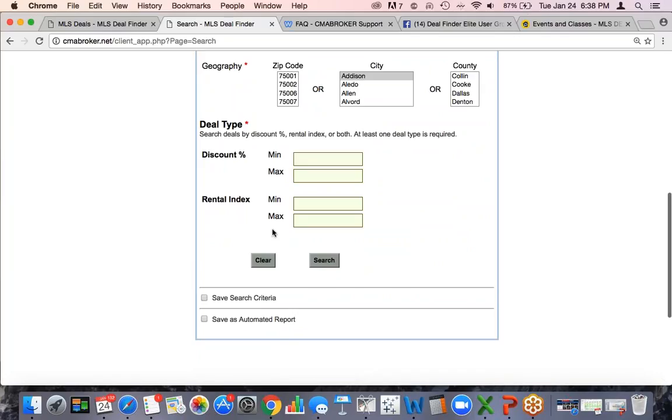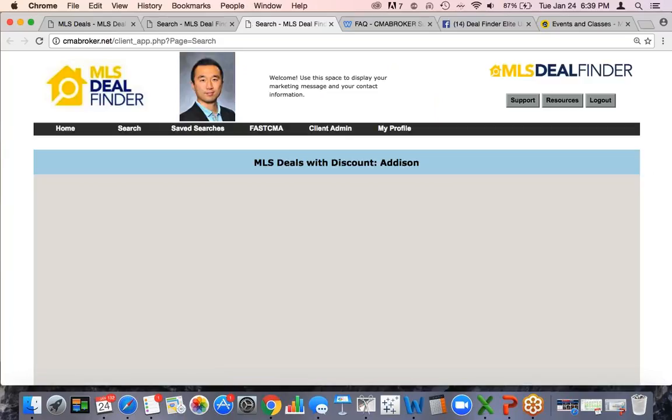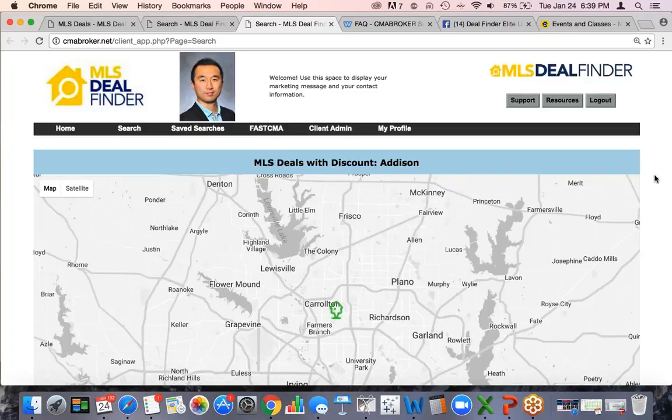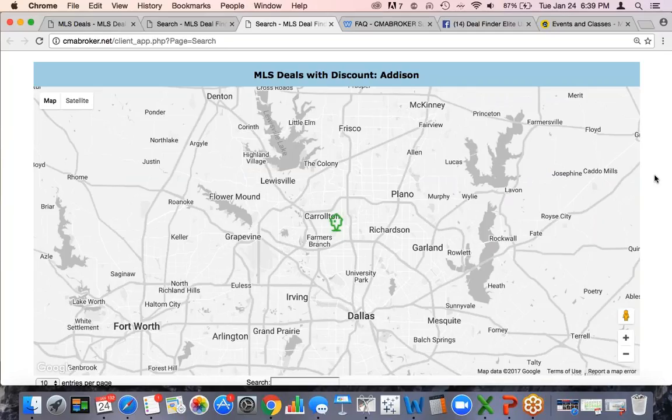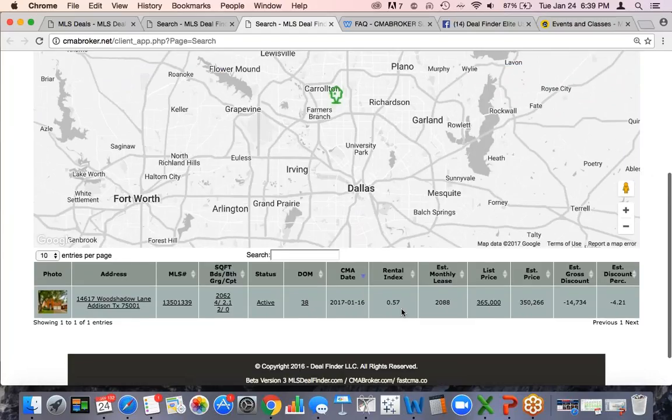And here I'm trying to see what kind of rental index range I'm looking at. Knowing Addison, I'm not very hopeful, so I'm going to try 0.5 to, well, I want to see how high I can go, so let's put 5. I would hit search, and it's going to look at everything in the area and find the properties that fit that criteria from 0.5 to 5. There's only one, and it's 0.57.